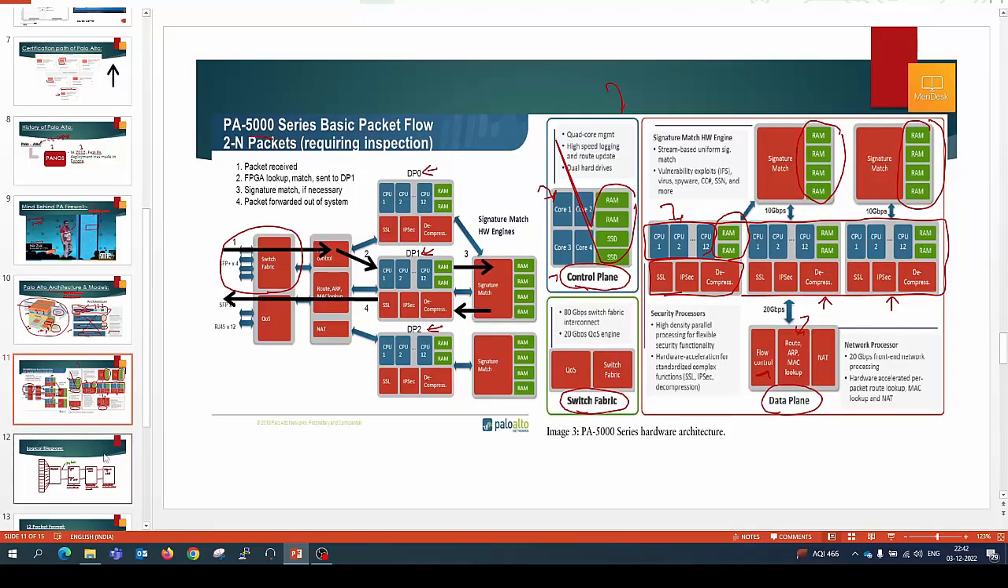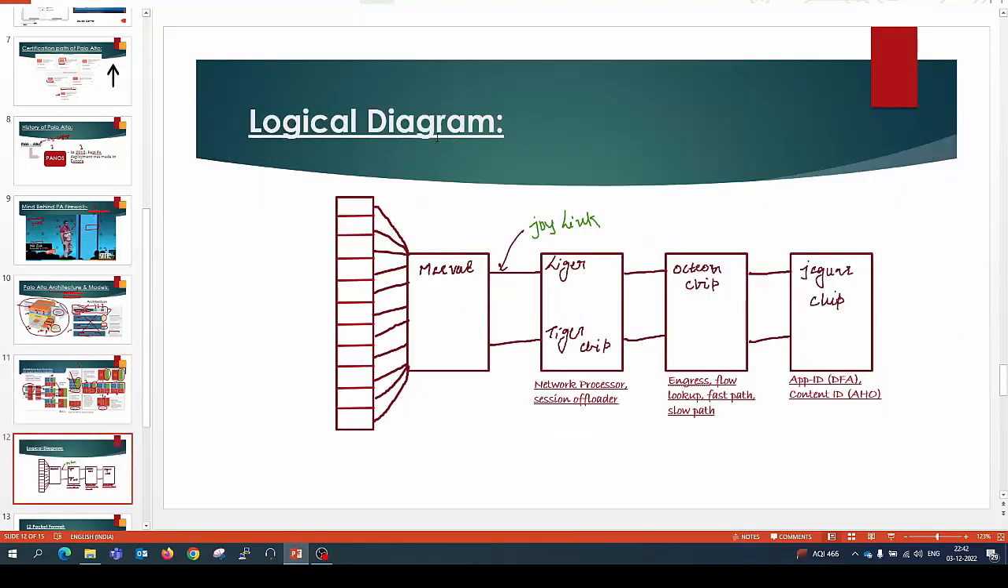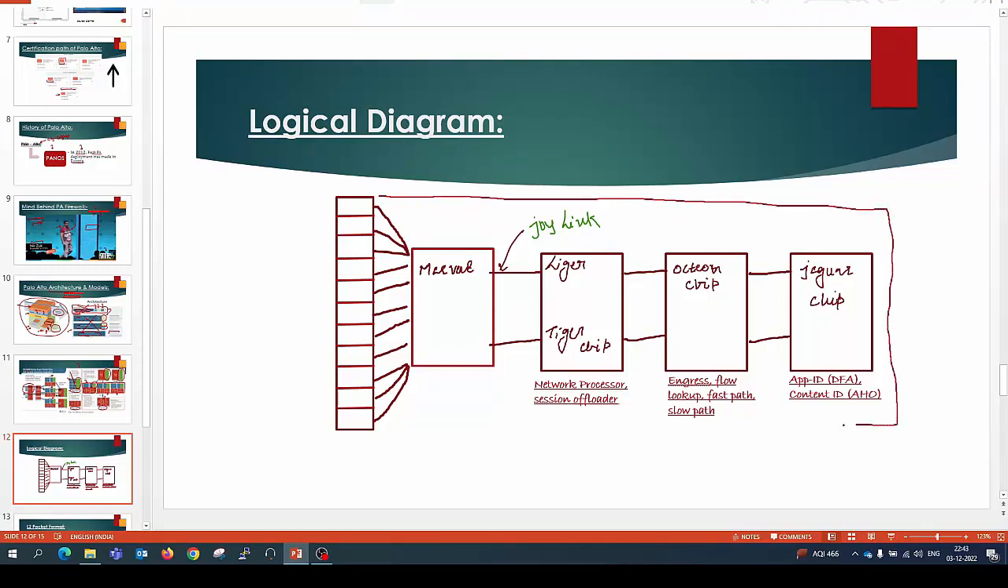All right. Now, let me give you a logical diagram of this particular Palo Alto firewall. So let's suppose this is the box of your Palo Alto. This is the whole box. These are the RJ45 ports, right?